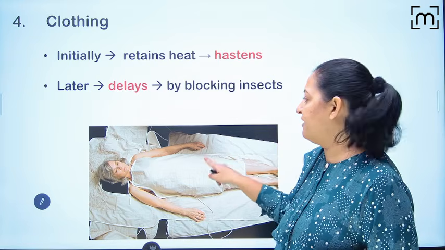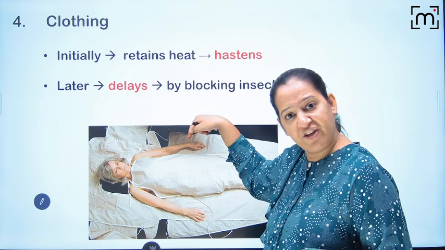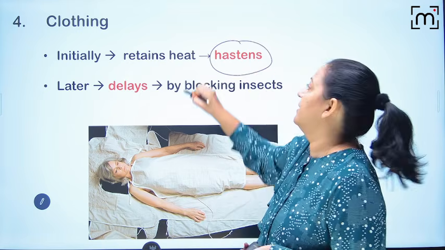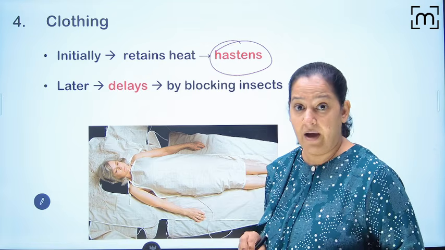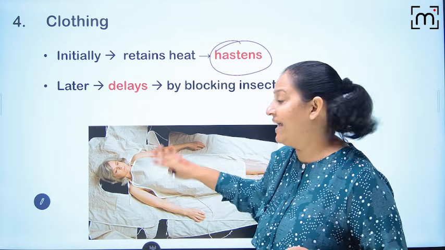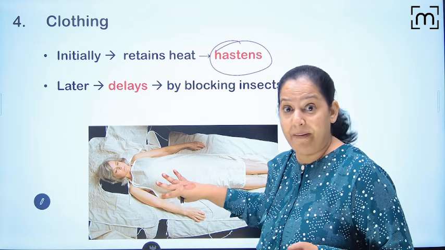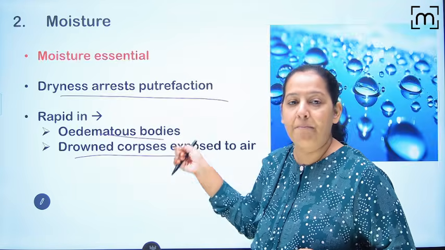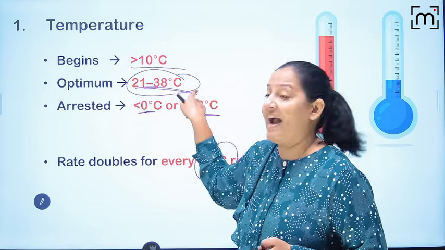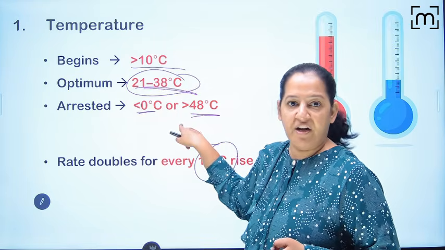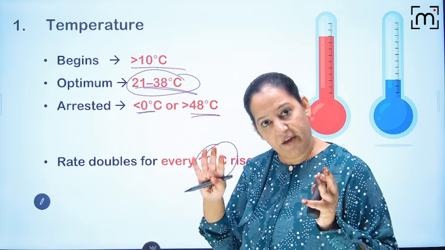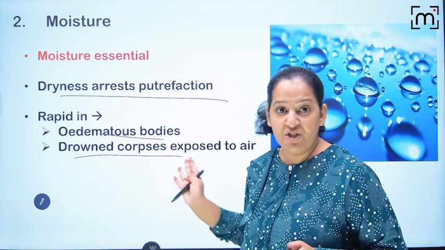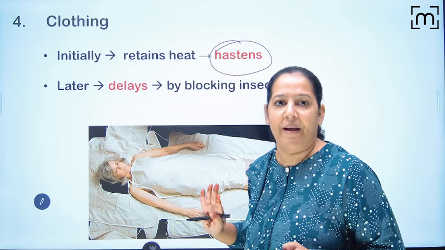Does clothing increase or decrease the rate of putrefaction? Initially, clothing hastens the rate of putrefaction. It hastens because it is providing heat to the body, and in heat, the bacteria will survive better. Putrefaction is all about bacteria. Bacteria need air, moisture, and adequate temperature. At low and high temperatures, bacteria can't survive. So if bacteria survive at optimal temperature, putrefaction is maximum. Moisture is essential for bacteria. Air is essential for bacteria.